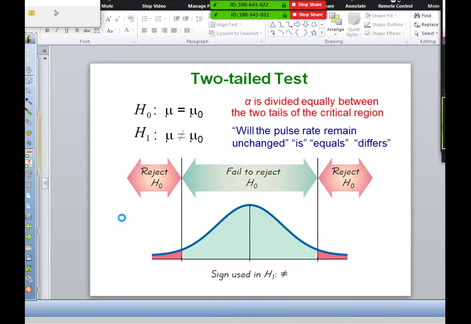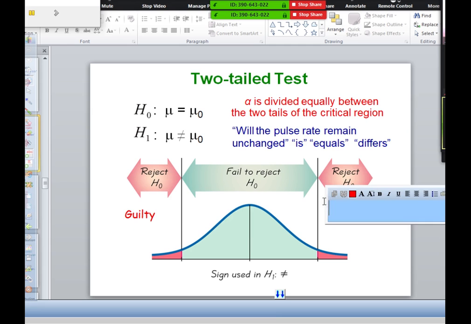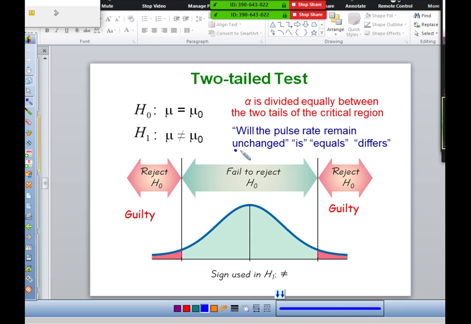H naught is mu equals mu naught. H1 is mu unequal to mu naught. Alpha is divided equally between the two tails of the critical region. Will the pulse rate remain unchanged? Is equals, differ. Right, so this has these kind of words. Unchanged, or is equals, differs.